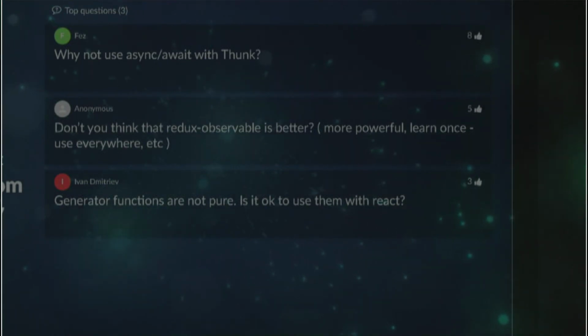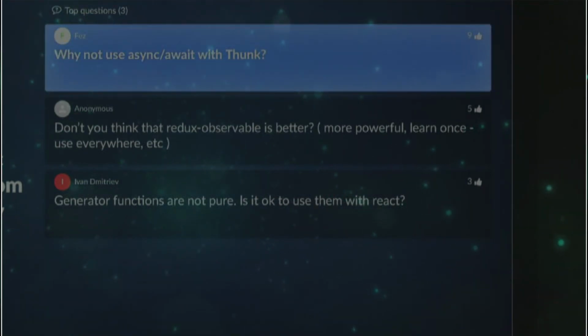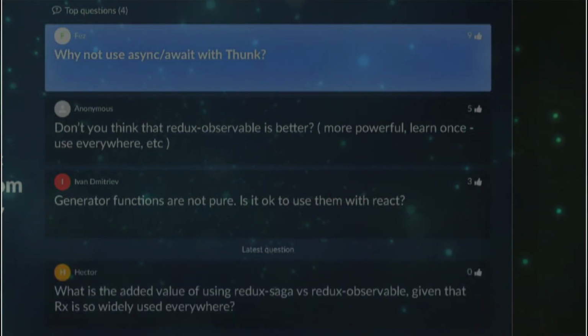So why not use async await with thunk? Sure. Async await, if you use it, will be a little similar. But the only thing is that in async await, you cannot pause a function. In generators, you can do that. So that is the power of Redux Saga.